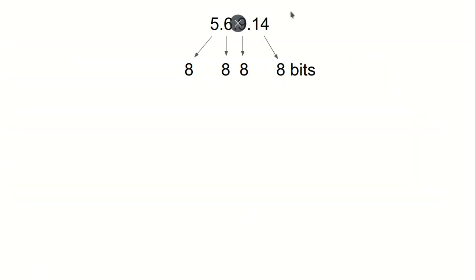So here is the picture of IPv4. I have randomly written it, but it is not written exactly like this. I have just shown you that it can be written like this: 5.6.9.14. Each of these numbers will have 8-bit size. So 8, 8, 8, 8 combine to form 32 bits.